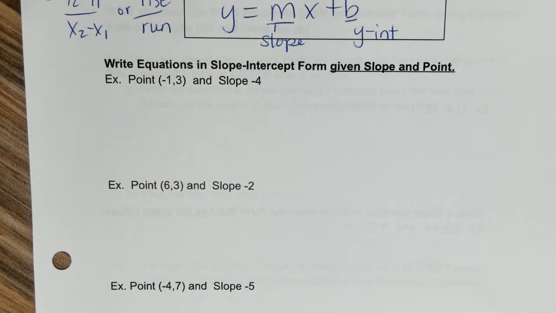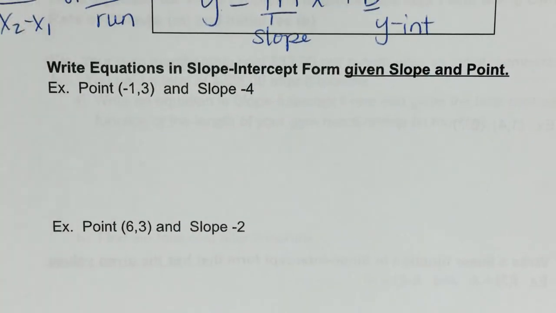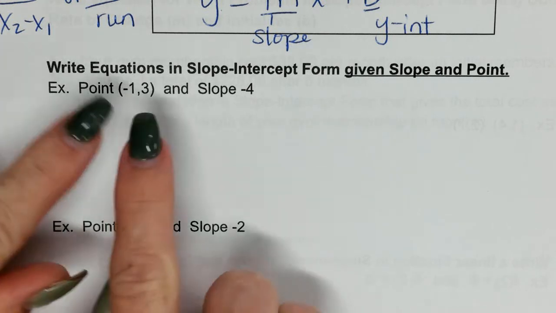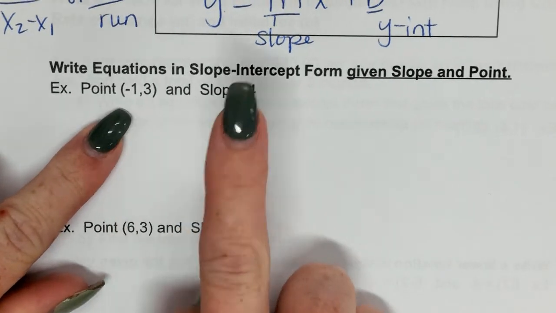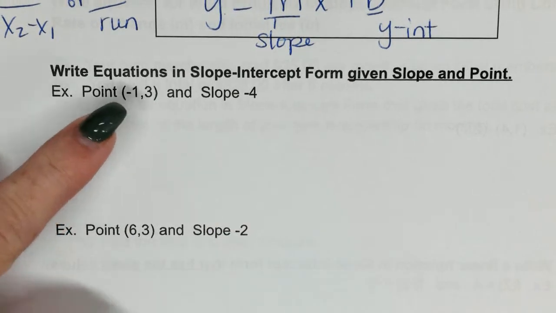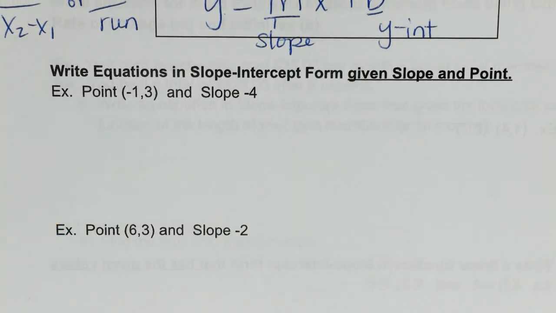Okay, so look at what's new today. Today we're going to write an equation, except today we're not going to be given 2 coordinates. We're going to be given 1 coordinate and 1 slope. So why is stat not going to work? Because I have to have at least 2 coordinates.